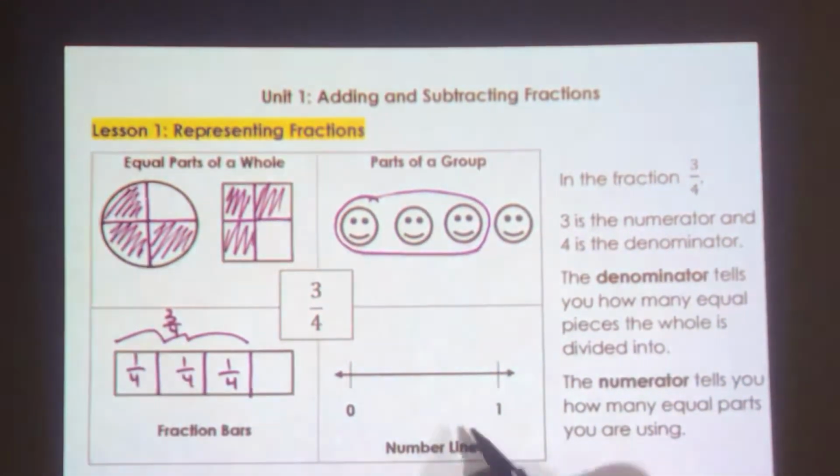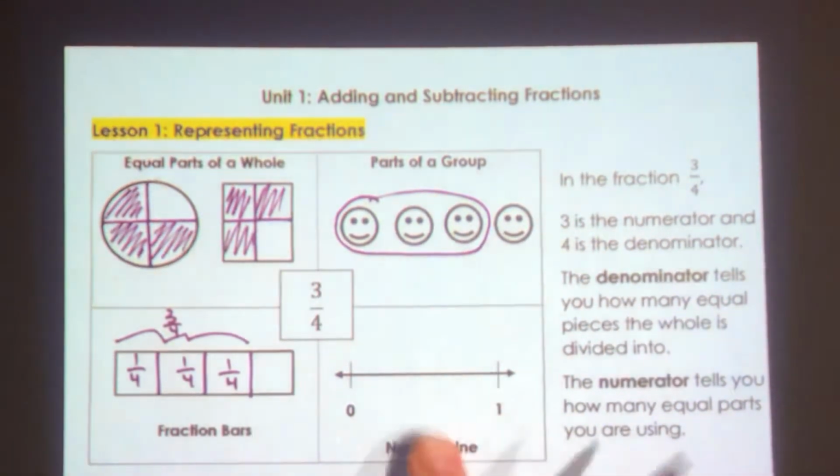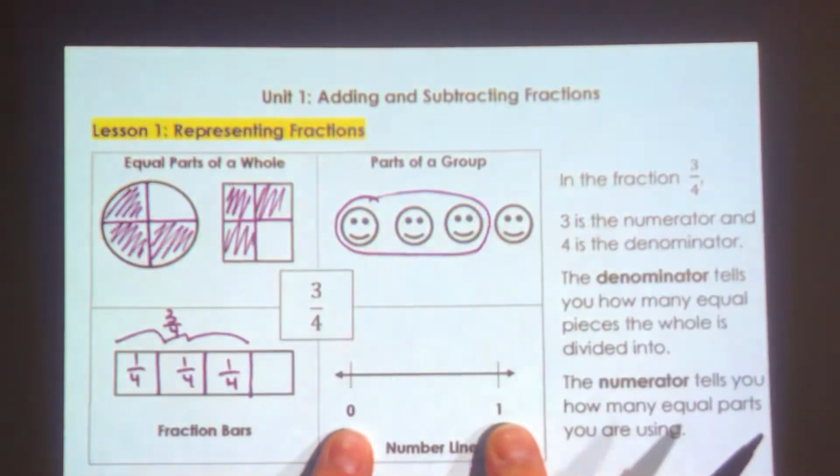And last but not least, we have our number line. Notice on this number line, it's only going from 0 to 1. We have amounts in between 0 and 1, and that's where those fractional amounts come in. So if I wanted to show 3/4 on this number line, I would need there to be 4 equal sections between the 0 and the 1. The denominator tells me how many sections.